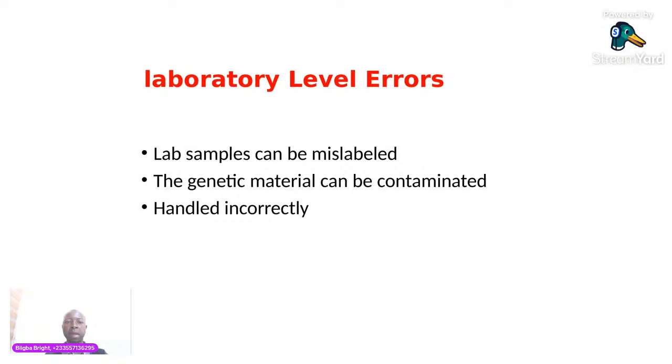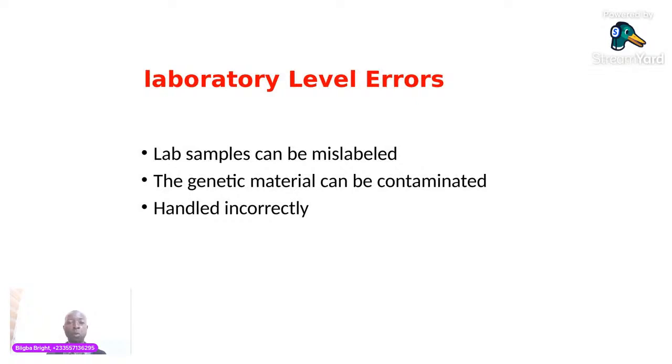Now, laboratory level errors. There are errors that also occur during the lab session. Lab samples can be mislabeled. For instance, if you've ever been to a lab, you notice that there are too many tubes, too many containers, and all the test tubes that you can think of. They all have labels, and when you're working with too many samples at the same time, you can mislabel them. You know what mislabeling is going to mean: you're going to pick somebody's results and give them to another person.